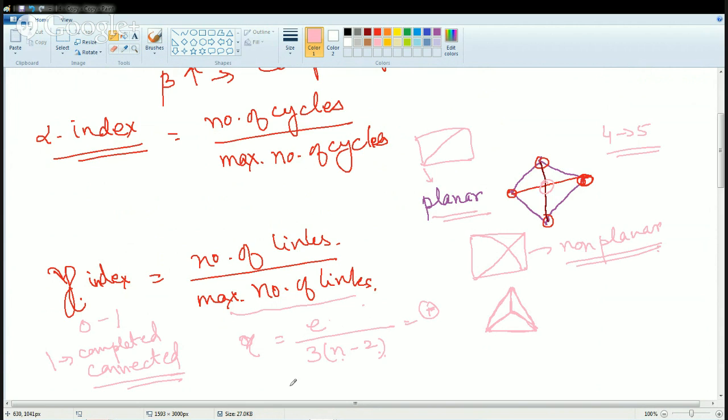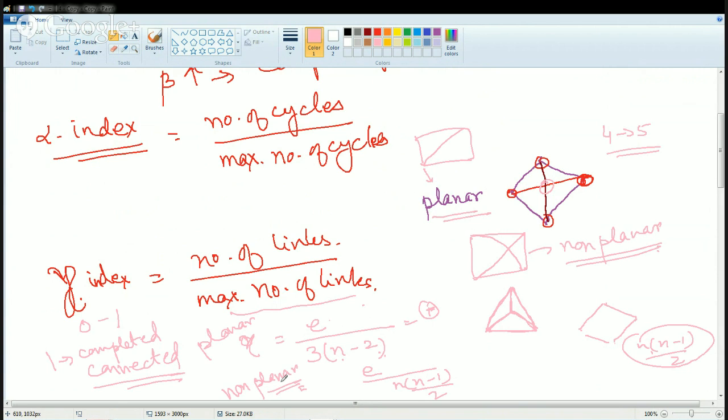This is for the planar case, but what would happen in the non-planar case? The non-planar case is much simpler. It would be n into n minus 1 by 2. So if I have 3 edges here, I'm connecting this. With every edge that I add, my next number would be n into n minus 1 by 2. So this is the case of a non-planar graph. This would be the equation in a planar graph, and this would be the equation in a non-planar graph.